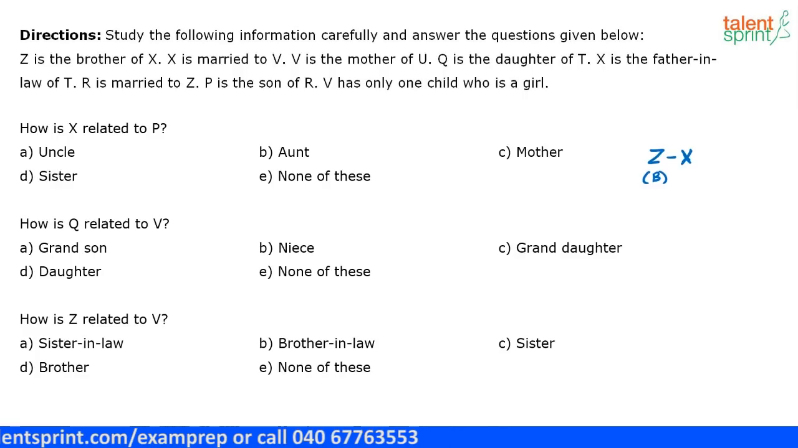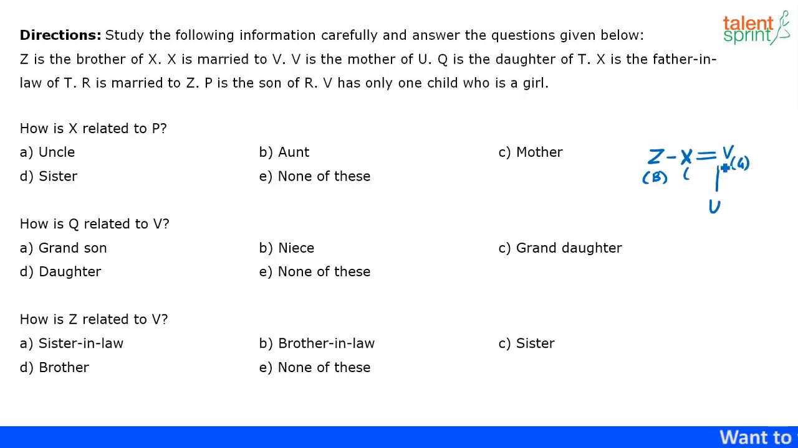Now, Z is the brother of X. X is married to V. Married means double dash, right? V is the mother of U. So V has a child U, and V is the mother of U means that V is a female. So X has to be the husband and V has to be the wife. Then Q is the daughter of T. Let's wait to use that statement.